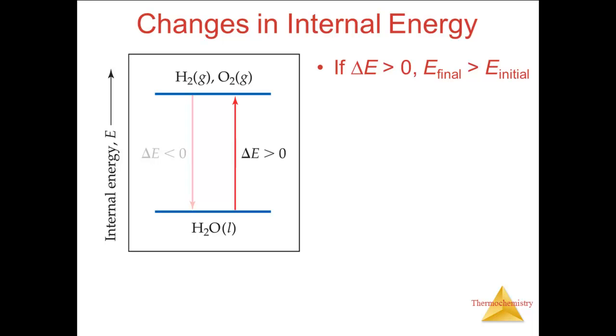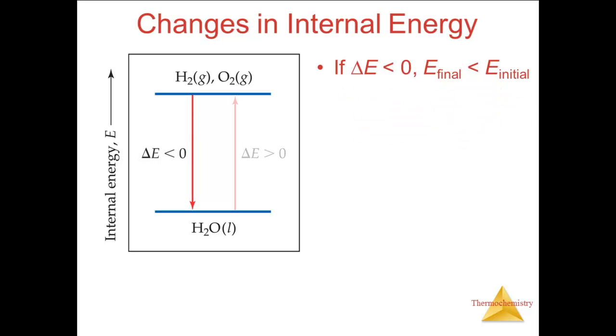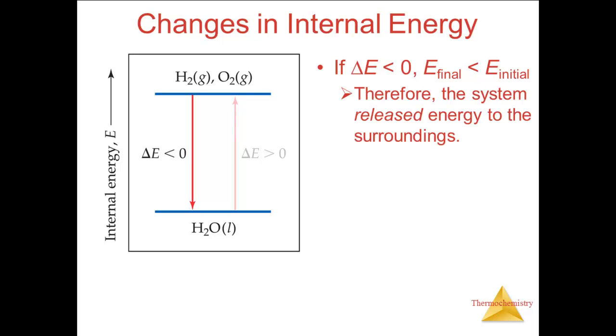If E final is greater than E initial, then the energy of the system has increased and delta E is greater than 0. This means that the system has absorbed energy. On the other hand, if E final is less than E initial, then the energy of the system has decreased and delta E is less than 0.